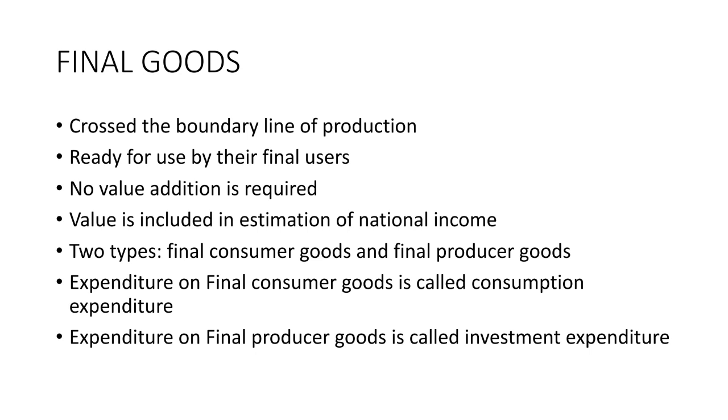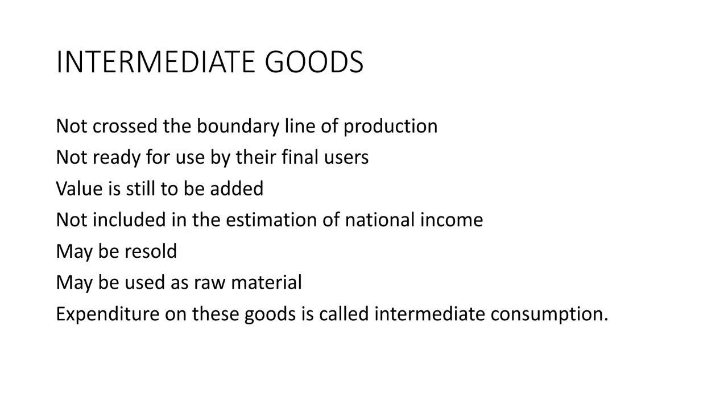Final consumer goods are the goods which are used by the household sector of an economy, and final producer goods are the goods which are used by the producer sector of the economy. Expenditure on final consumer goods is called consumption expenditure, and expenditure on final producer goods is called investment expenditure.